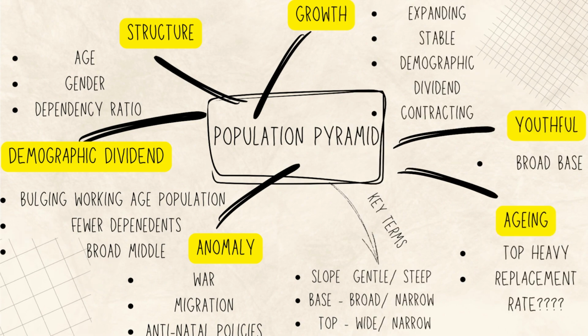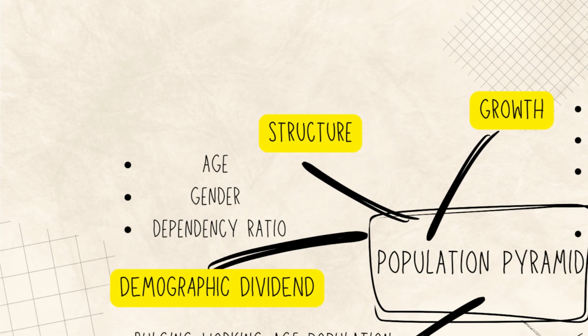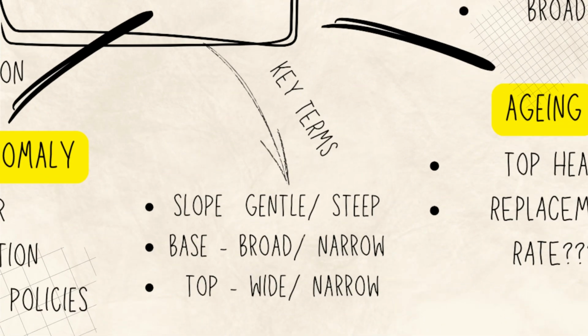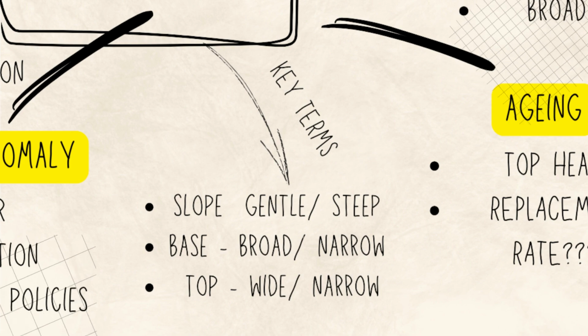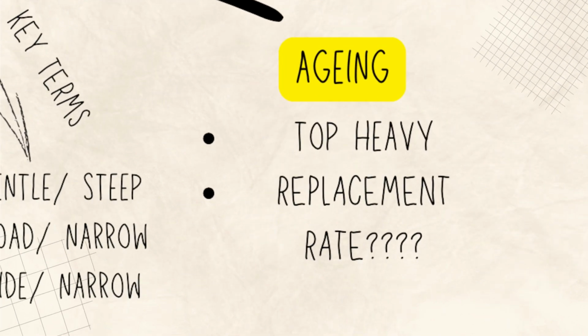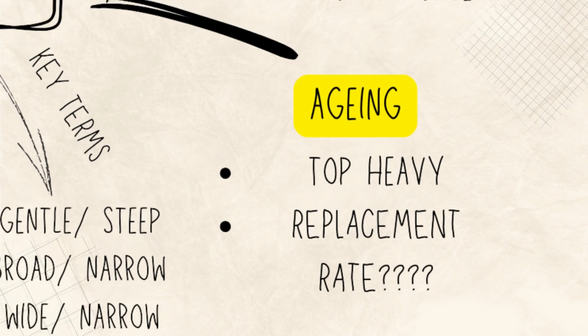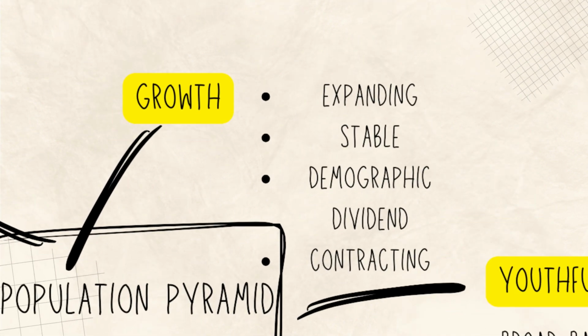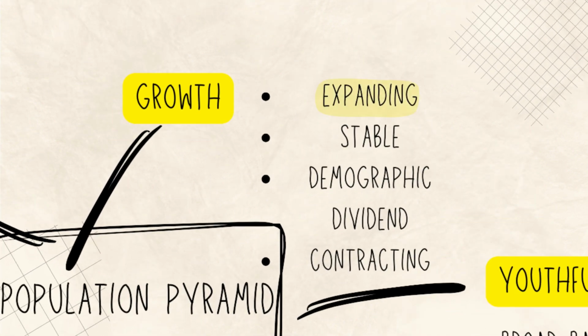Quick recap. A population pyramid shows the age and gender structure of a country, all in one snapshot. Their slopes, bases, and tops each tell a story. A broad base means high birth rates. A wide top means more elderly. Gentle slopes suggest falling death rates. These shapes reveal whether a population is growing, stable, or shrinking.